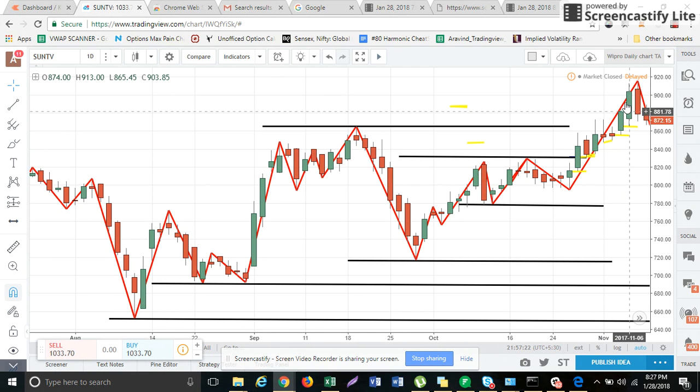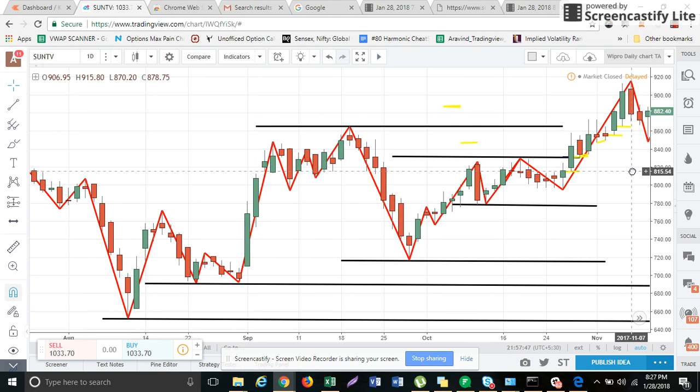So it reversed, and it actually made a lower bottom, so there's a chance it may retrace, so we don't do anything here. We'll wait for the next day. So let's see what happened on 9th November.